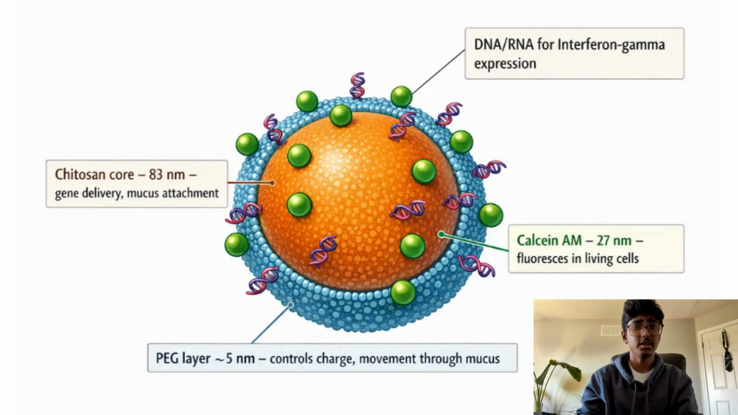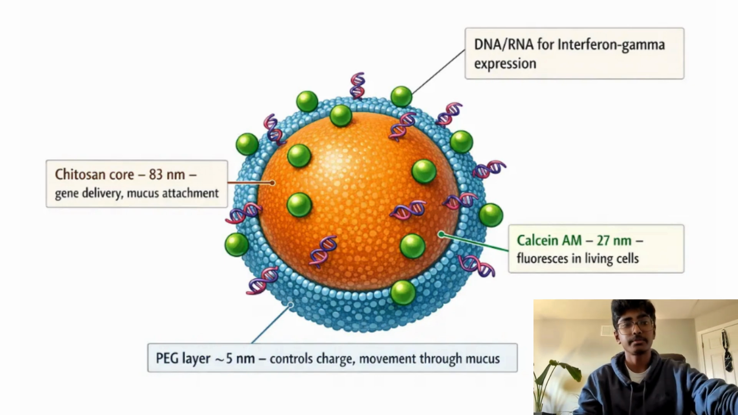Second, a PEG coating, a slippery outside layer that helps the nanoparticle move through thick airway mucus while also slowly releasing drugs over time. And finally, the DNA or RNA payload itself, the genetic instructions that potentially encourage airway cells to produce more interferon gamma. Together, these components form a nanoparticle about 100 nanometers wide, designed to survive the mucus barrier, reach airway tissue, and gradually release its therapeutic payload.